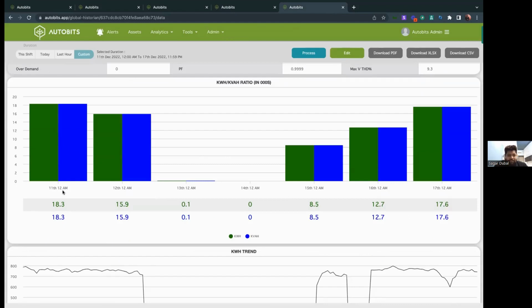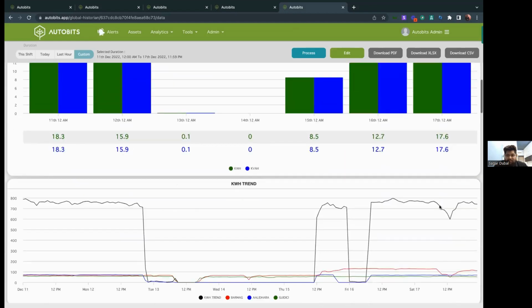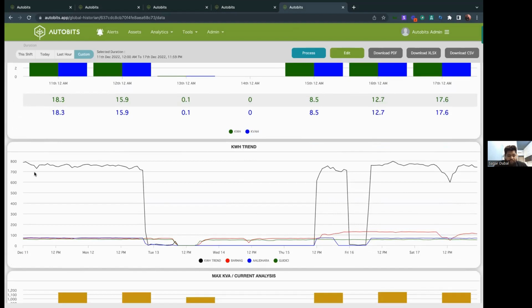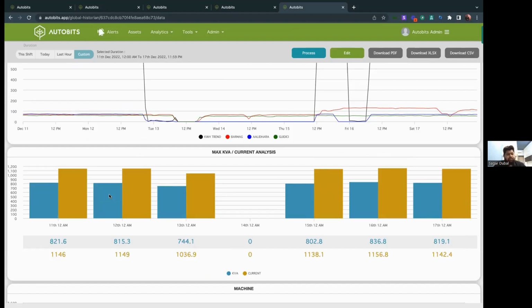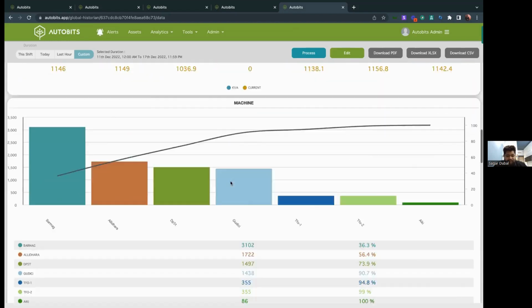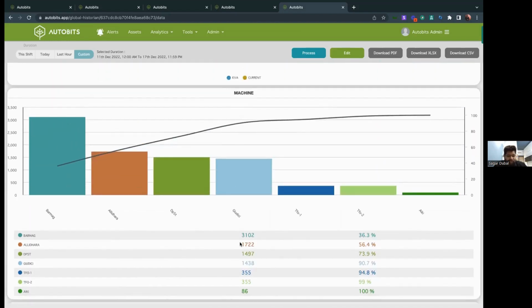Then my KW is 18,000 units, 16,000, 1,100. This is offline. 8,500, 12,700, 17,600. Then the KW trend over here, we can see. Then KVA, then utilization, like which machine utilized how much power.